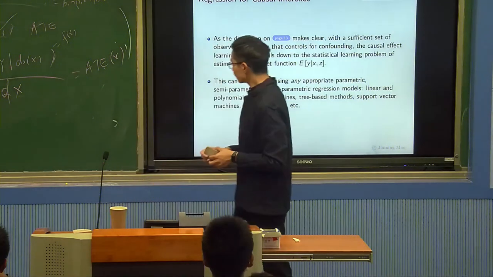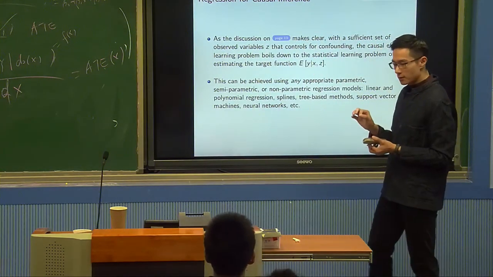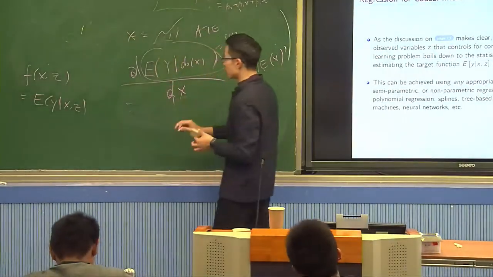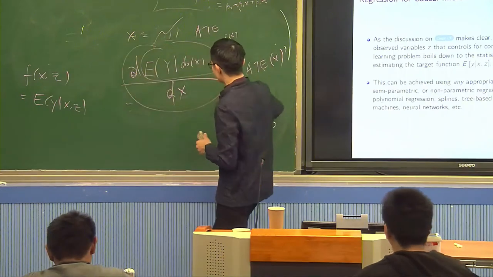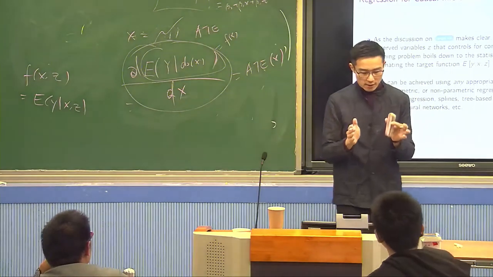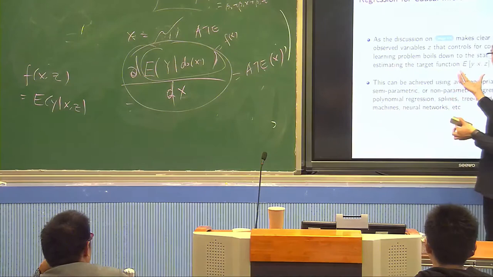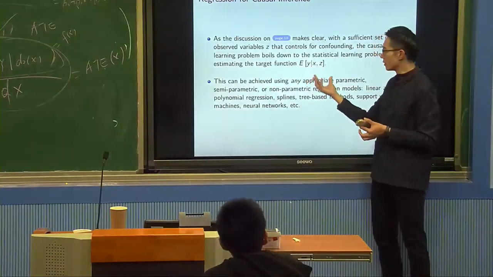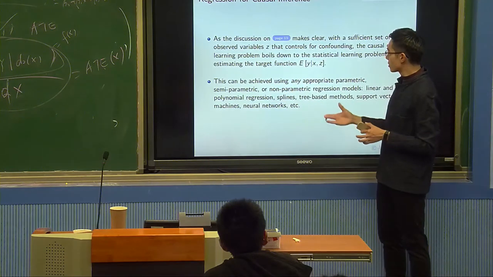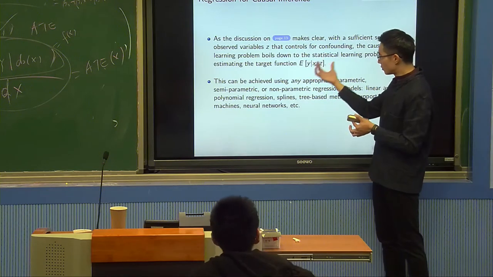As we have discussed, if our goal is to know E[Y | do(X)], or if our goal is to get the ATE, which is this, and we have a Z that satisfies the backdoor criterion, then it suffices that we estimate the target function, which is E[Y | X, Z]. Once we estimate this, then we know the causal effect we're interested in. The question is, how do you estimate this from limited data, from a finite sample?